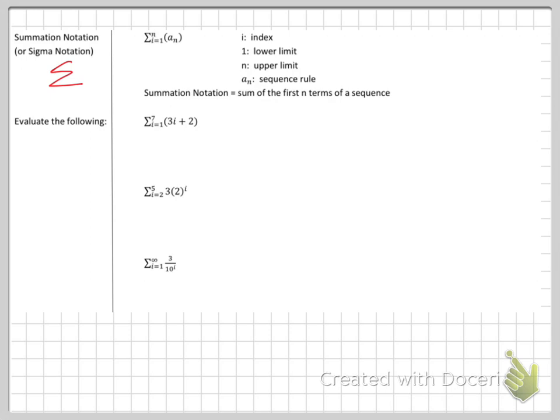The little bottom number, and sometimes it's written under sigma instead, i equals 1. It depends on kind of like the computer program you're using, whether it's next to it like that or just literally underneath sigma itself. That's called the lower limit of the index. The little n on top, that's your upper limit. Again, it might literally be on top of sigma, like I wrote in the margin. And then the a sub n is your sequence rule.